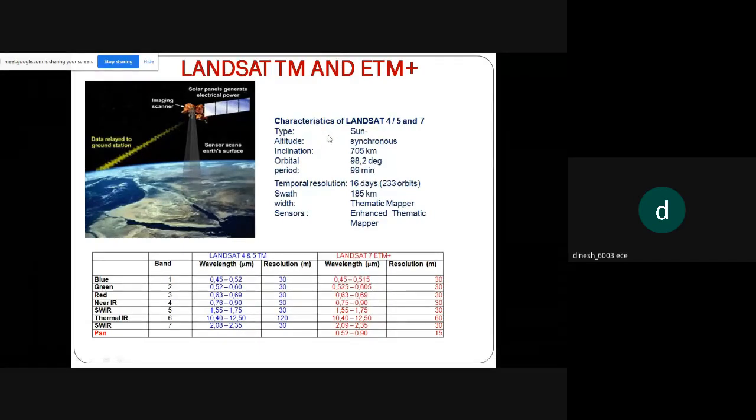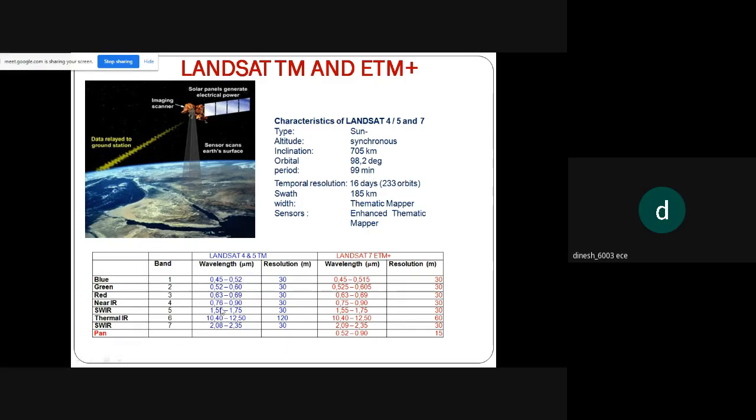It is sun synchronous type, with an inclination of 98 degrees, with an altitude of 705 kilometers above the surface of the Earth. The swath width is 185 kilometers, and the orbital period is about 16 days, that is 233 orbits. The sensors being used are thematic mapper and enhanced thematic mapper.